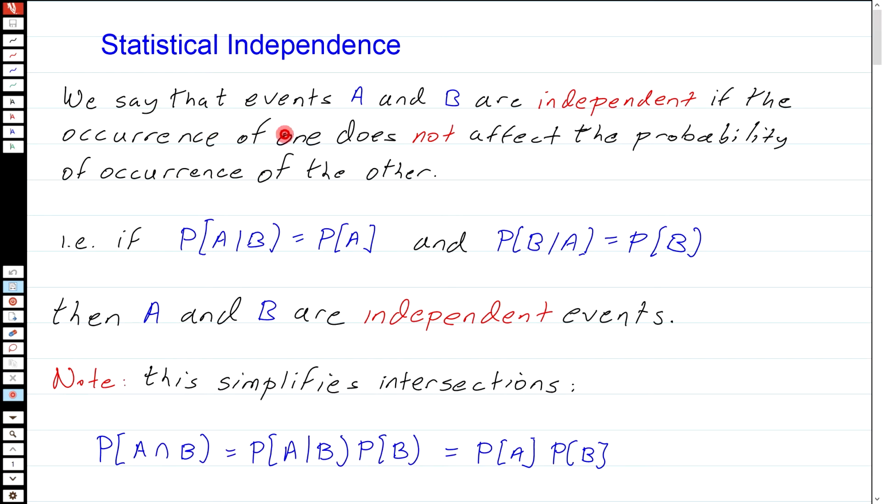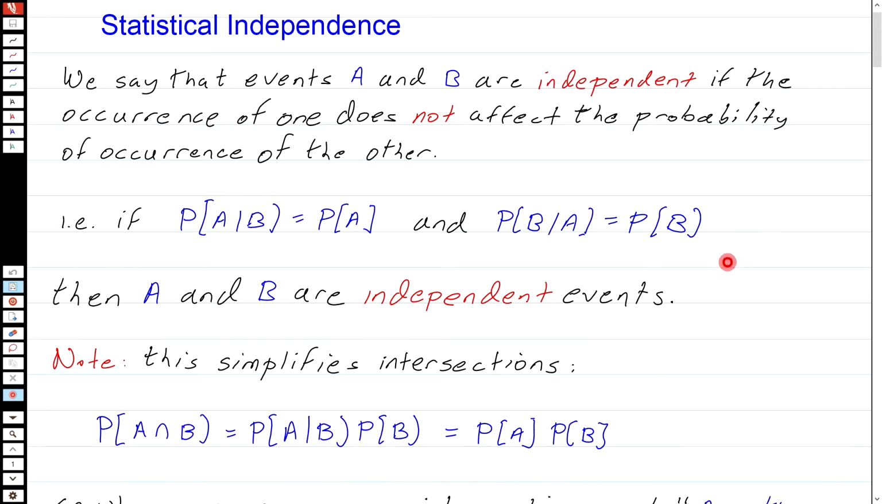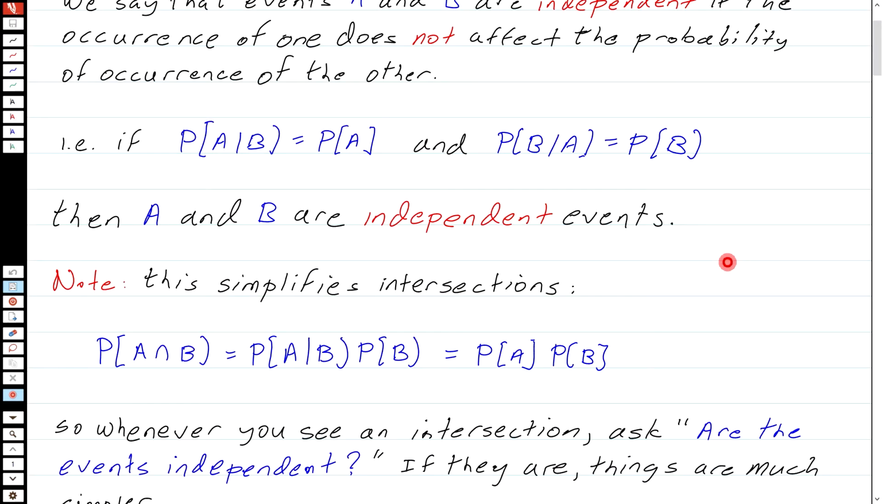We say that events A and B are independent if the occurrence of one does not affect the probability of occurrence of the other. In other words, if the probability of A given B is just the original probability of A, then A and B are independent. And if they are independent, it also means the probability of B given A is just equal to the original probability of B. Note that this simplifies the probabilities of intersections, as I mentioned.